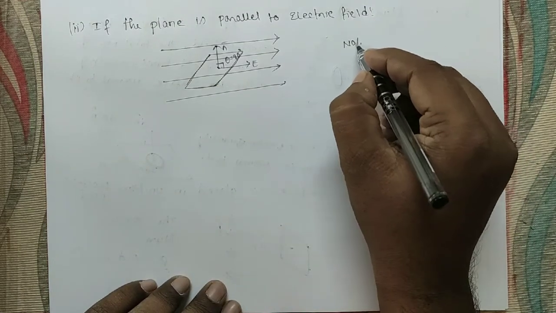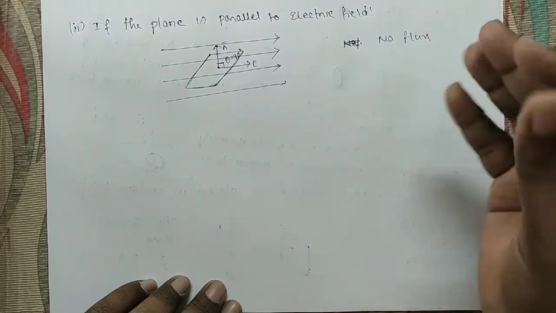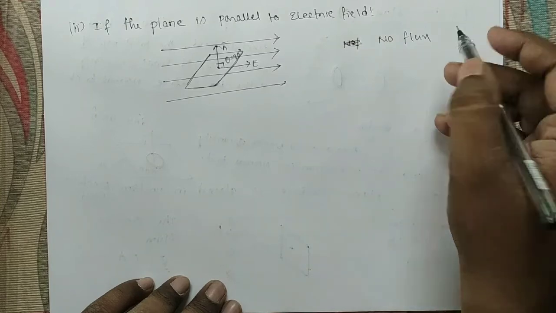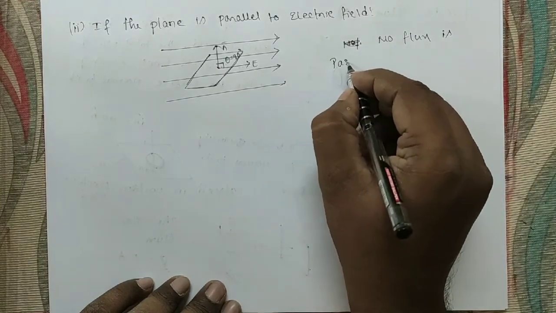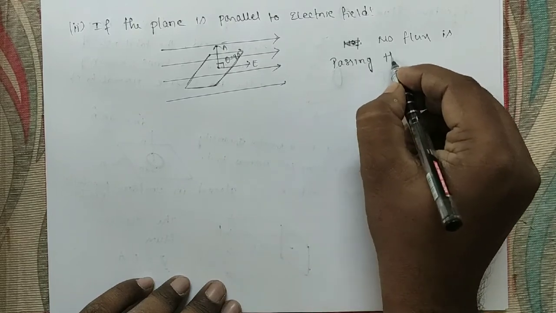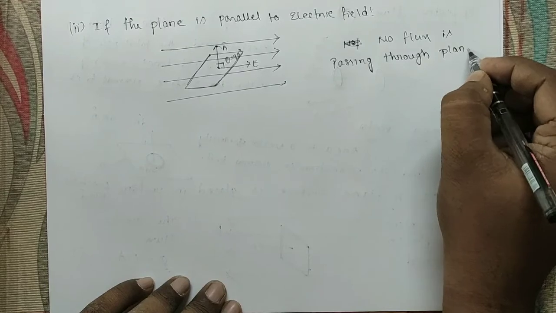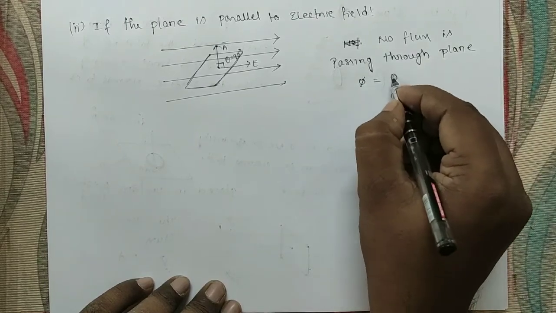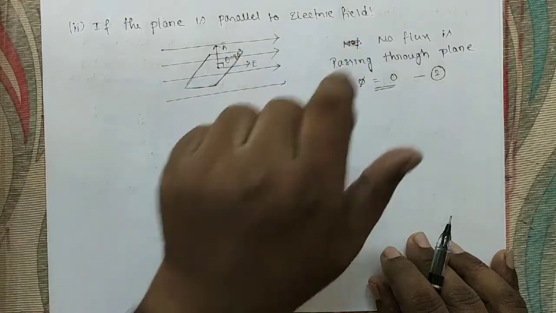No flux here means no field lines are passing. So no flux is passing through the plane, then we can say phi equal to 0. This is the second case. If the plane is parallel, the flux is 0.